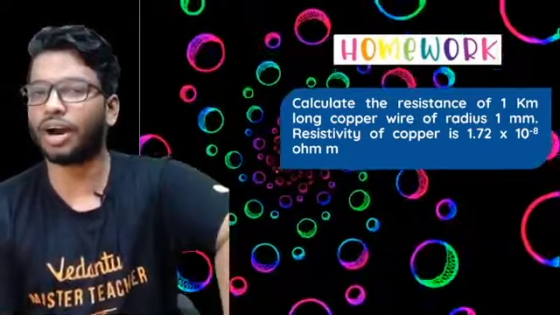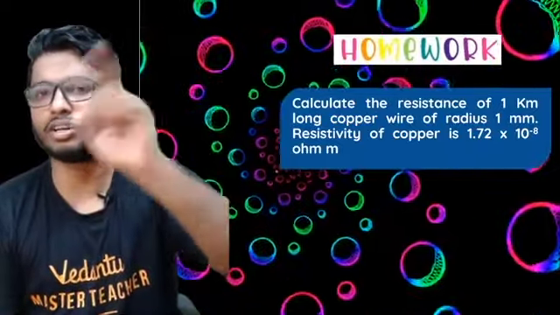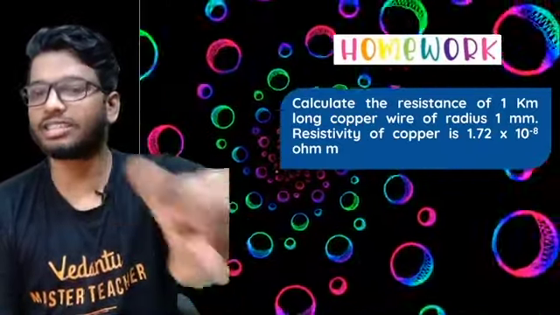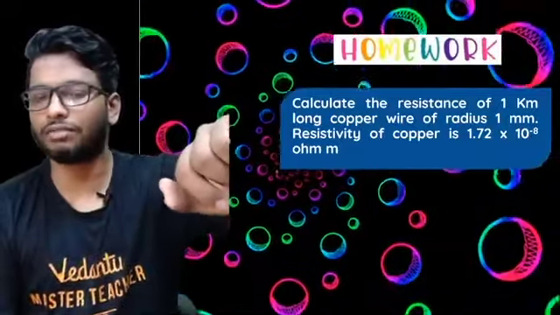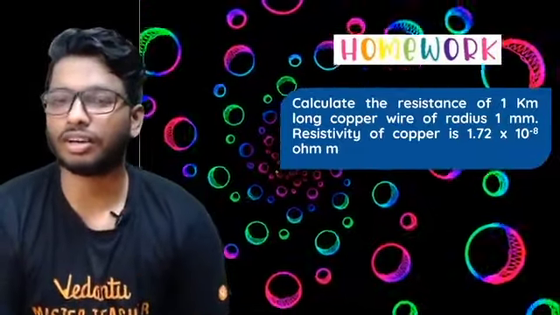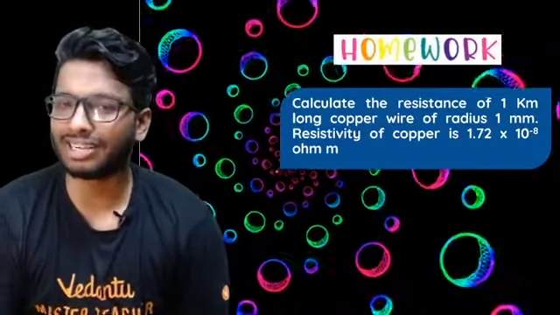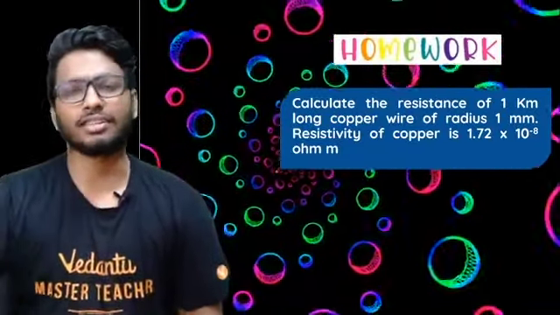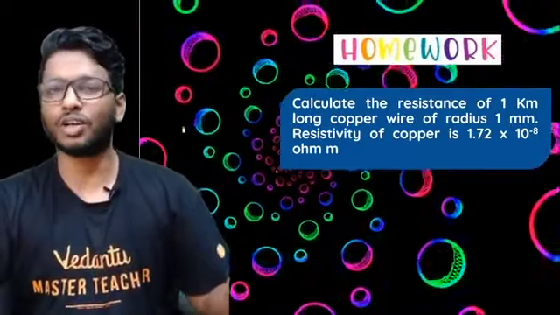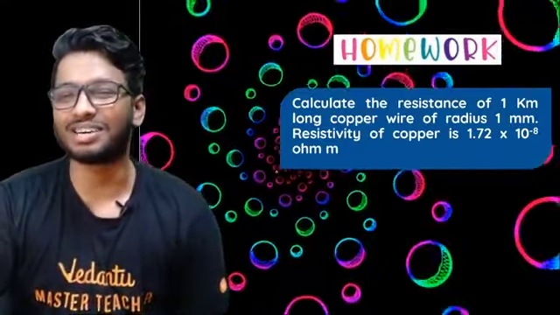They've given you the length of the wire, that is 1 kilometer. Again, convert the unit, don't forget that. Radius is given as 1 millimeter. Use that to find out the area, and the resistivity is also given as 1.72 into 10 to the power of minus 8 ohm meter. So you're supposed to calculate the resistance. Simple as that, people. Do it and let me know the answer in the comment section below.